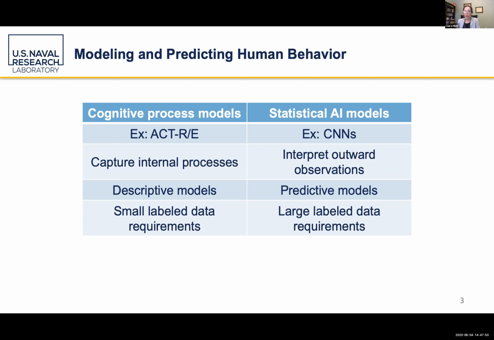Statistical AI models, though, like convolutional neural networks and other deep learning or machine learning approaches, they don't know anything about human cognition. They just learn a mapping between outward observations or whatever data they're given and a label. And so because of this, they're very strong predictive models, and that predictive power can be very useful for human-robot or human-AI interaction. But the cost is that they have a very high data requirement.